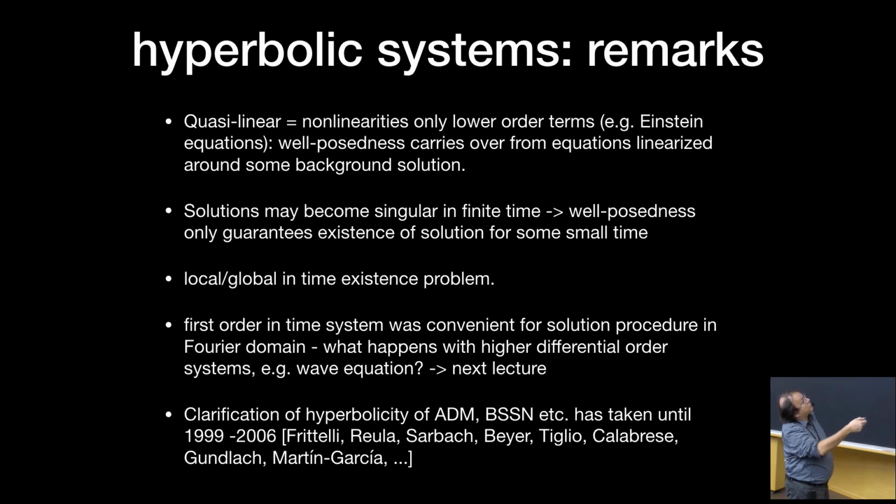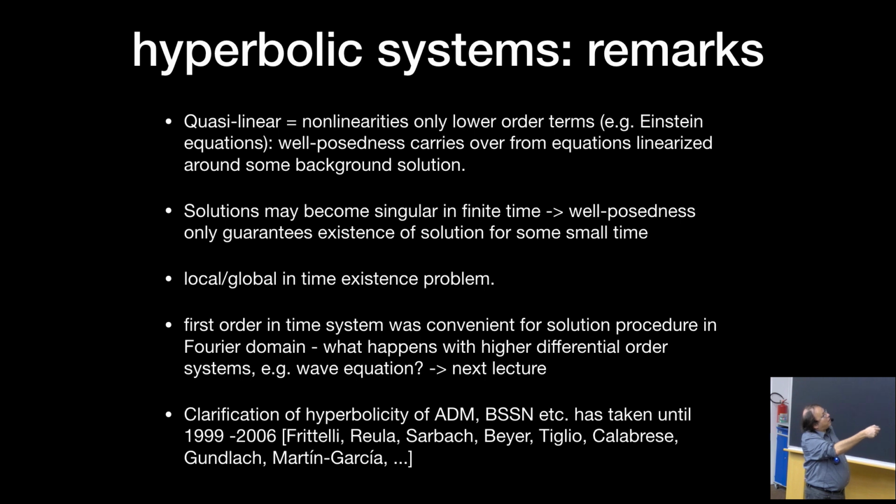Quasi-linear means you can have non-linearities, but they're only in the lower order terms, which is in particular the case for the Einstein equations. If you have such nonlinear equations, then because the nonlinearities are only in the lower order terms, the well-posedness carries over from the linearized solution to the full nonlinear one, unless these nonlinearities become somehow singular. If things become singular, you have to be more careful, but as long as things don't become singular, this is fine. I don't want to really talk about the existence problem.